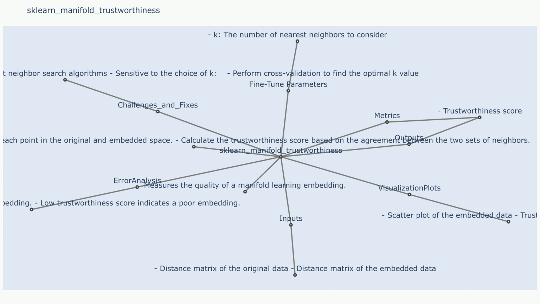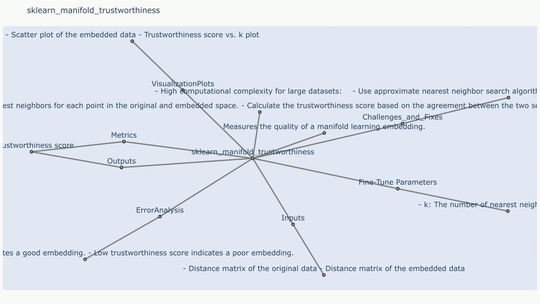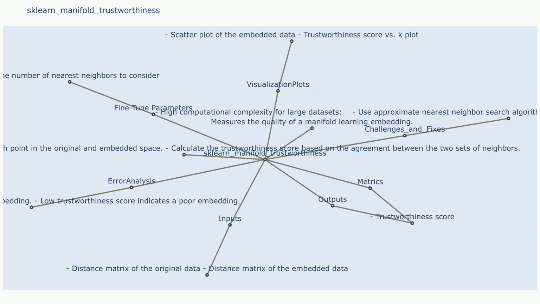Fine-tune parameters. Parameter 1: K, the number of nearest neighbors considered when calculating trustworthiness. Parameter 2: n_neighbors, the number of nearest neighbors used in the manifold learning algorithm. This parameter influences the local neighborhood structure and can impact trustworthiness.